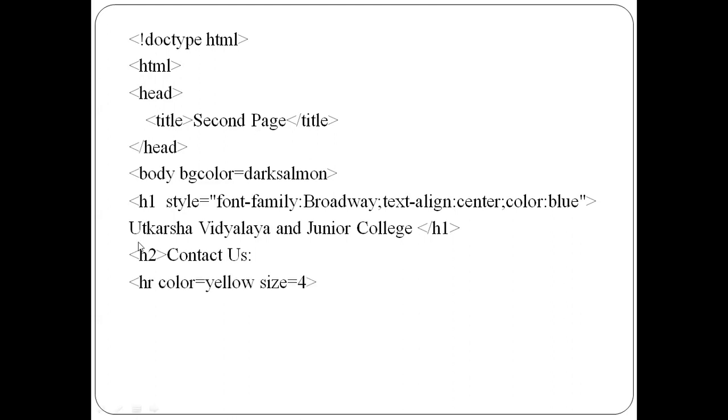Then I have used the HR tag. HR stands for horizontal rule, so this tag will bring one horizontal rule on my web page. I have used two attributes of HR over here. Color equal to yellow will set the color of my HR to yellow, and size is 4. The size attribute will set the thickness of my line. So the thickness of my HR will be 4 pixels.